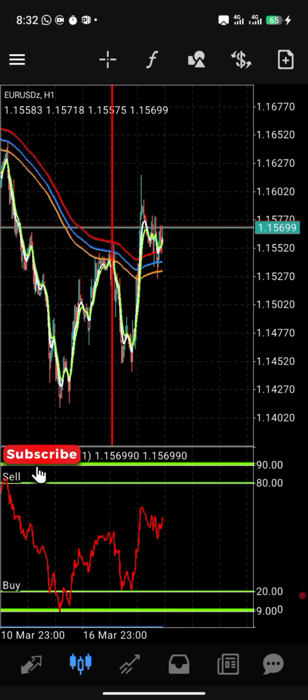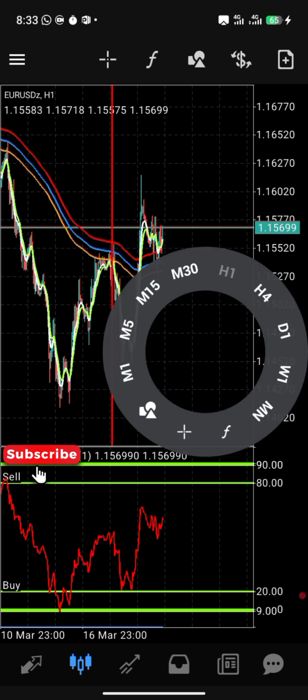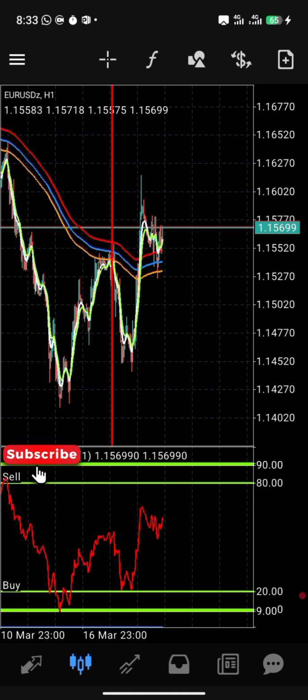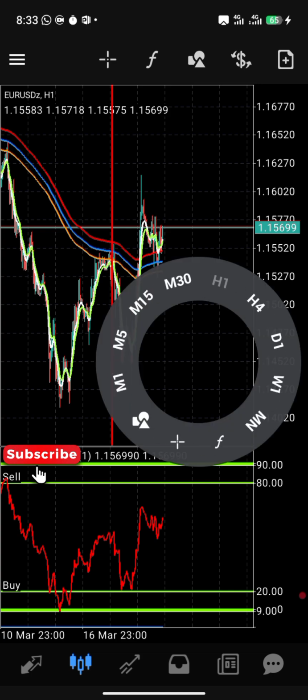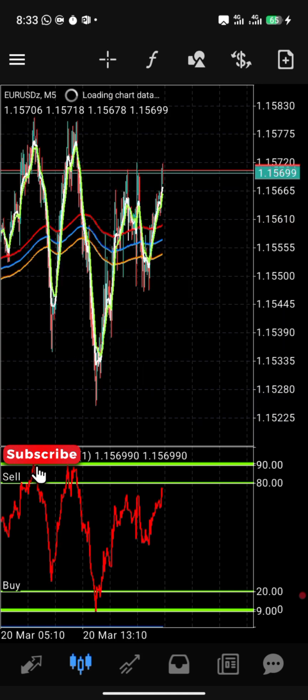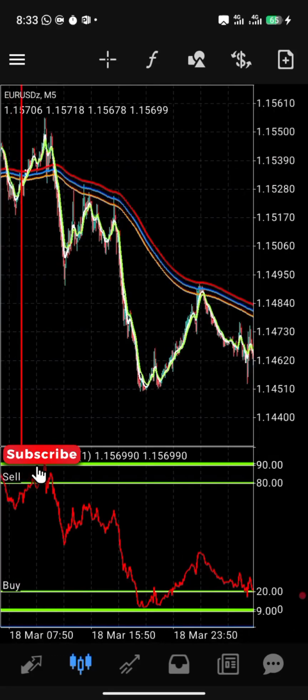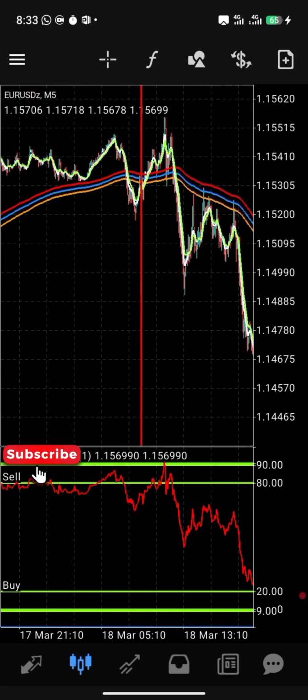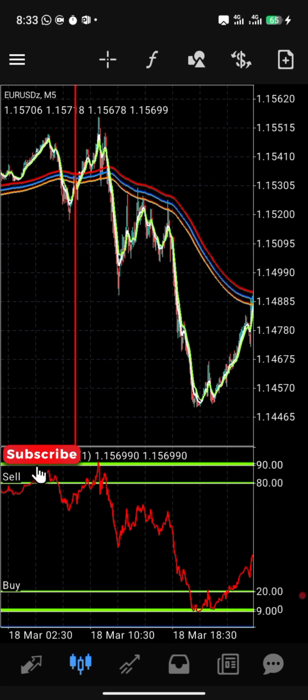Now, I will not just enter because I expect a pullback, but we need confirmations, and that is where the other setups on this system come in. And how do I do that? Let's move on. I'm going to the 5-minute time frame to look for an entry. So let me pull that back. Good. We got it right here.